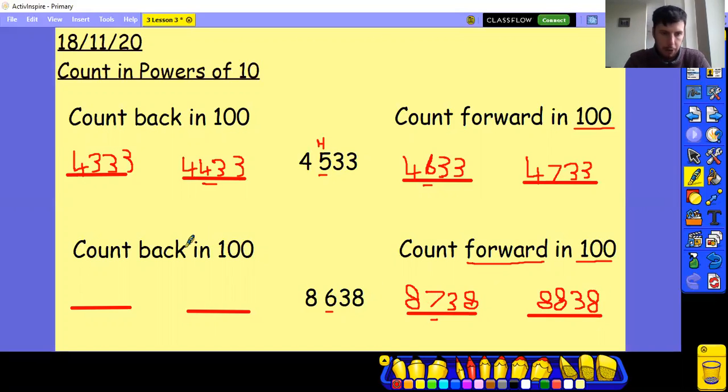And here again, I'm going to go back in 100. So I've got the 6 in the hundreds. Going back, it's going to be a 5. So I've got 8,538. And I'm going to go back again, which means it's going to be 8,438, like so.